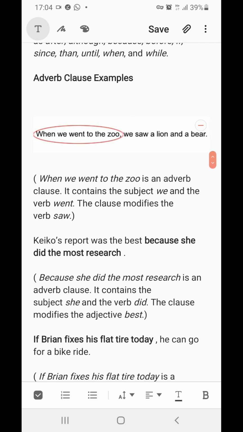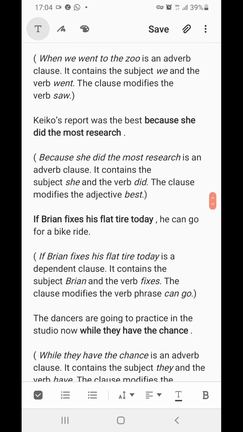Now let us see another example. If Brian fixes his flat tire today, he can go for a bike ride. So if Brian fixes his flat tire today is a dependent clause. It contains the subject Brian and the verb fixes. So the clause modifies the verb phrase can go.